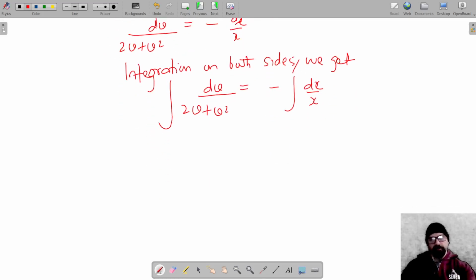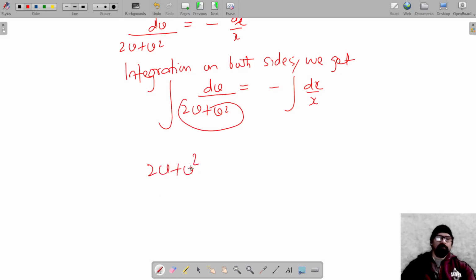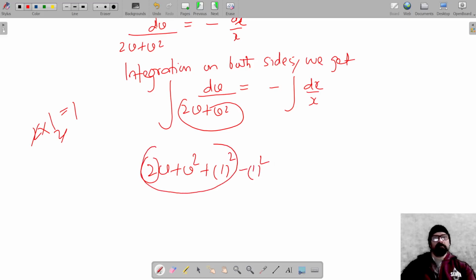Okay, we can get this into the a plus b the whole square form. So I'm going to add, so multiply this 2 with the half, which gives me 1. So just add and subtract the square of 1. So these three terms will become v plus 1 the whole square minus 1 square.